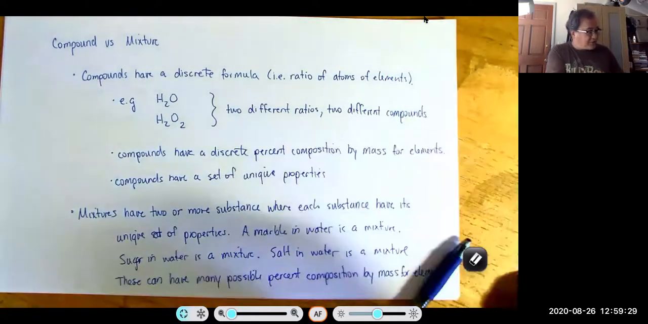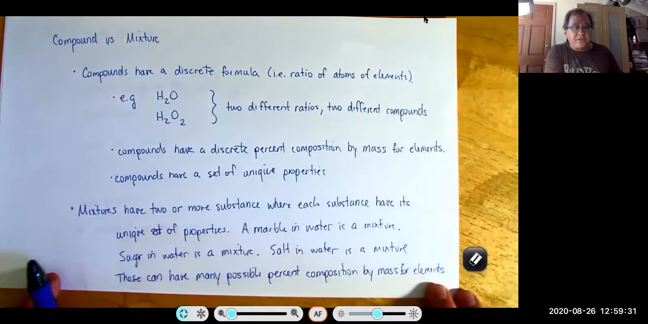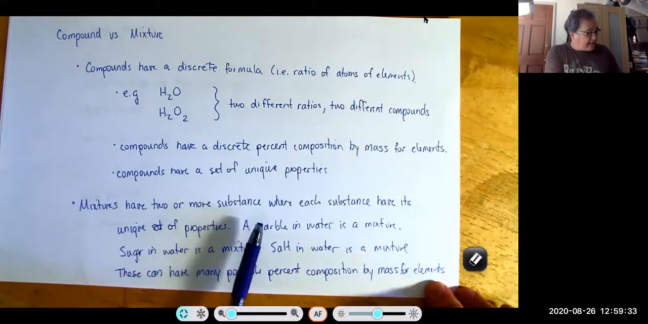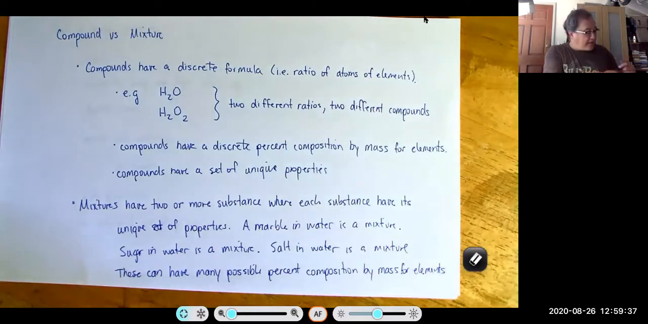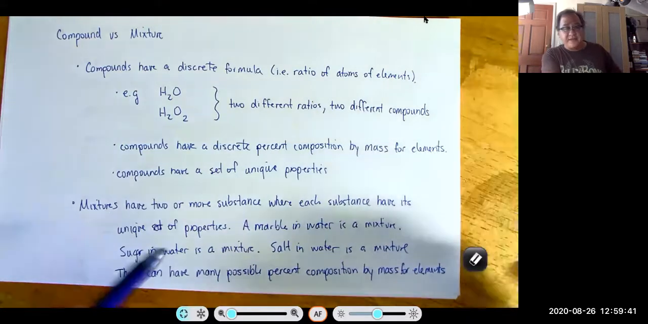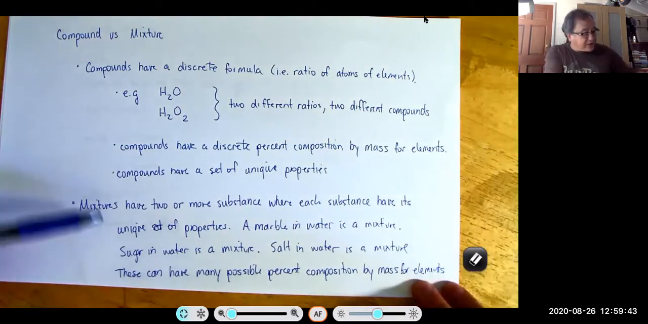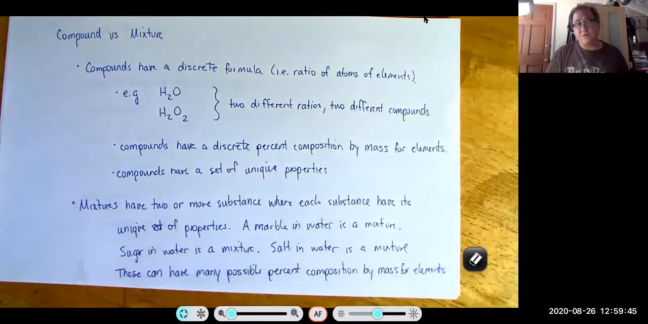Now mixtures, on the other hand, have 2 or more substances in it, and each substance has its unique set of properties, and you can have a different percent composition. One of the things I didn't think of to do, but now I am thinking of, you can actually buy a mixture of water and hydrogen peroxide. So the stuff you buy in the store is 3% hydrogen peroxide. So that's 3% hydrogen peroxide by mass, 97% water by mass.